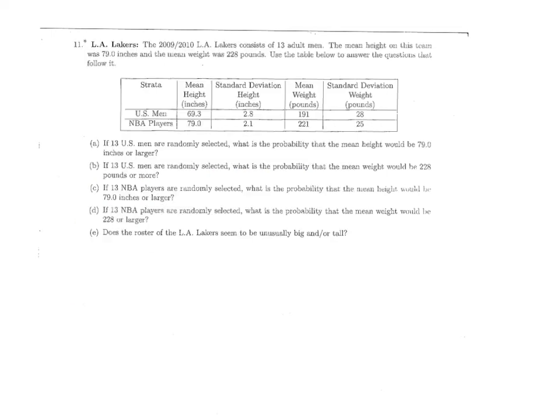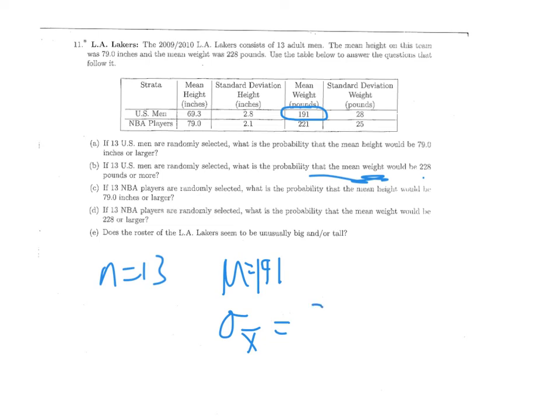Okay, so part B says 13 U.S. men again, so n equals 13 again. And what's the probability that their mean weight would be 228 pounds or more? Well, the mean weight for U.S. men is 190 pounds, 191 pounds, and their standard deviation is 28, but we want to worry about these samples. So 28 divided by the square root of 13, and what is that?